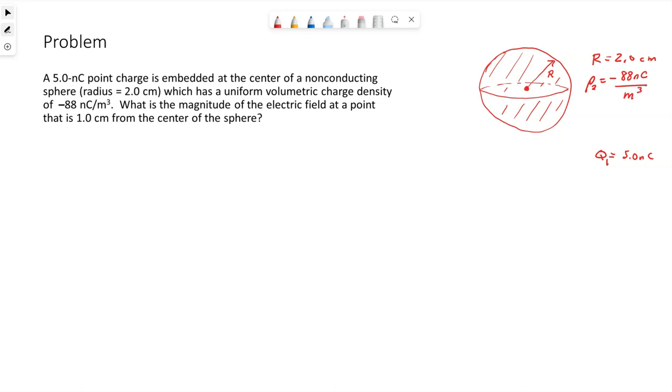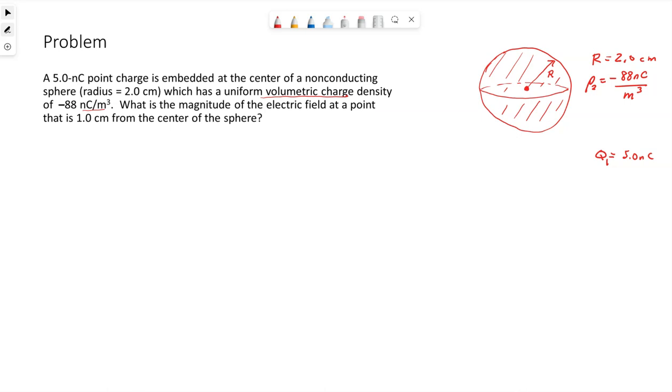But I know this is rho for 2 reasons. One is that the problem told me it was a volumetric charge density. The second reason is because of these units. Nanocoulombs is for our charge, meters cubed is a volume.